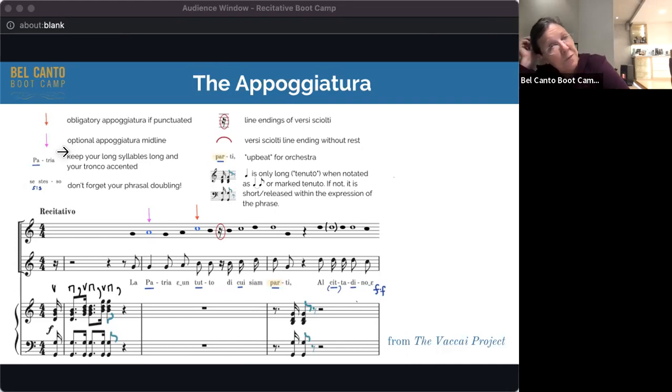As I said, we have lots of recitatives in Michigan, and I will talk more about it. If you have the Vakai project, there is more about it as you look through this recitative.